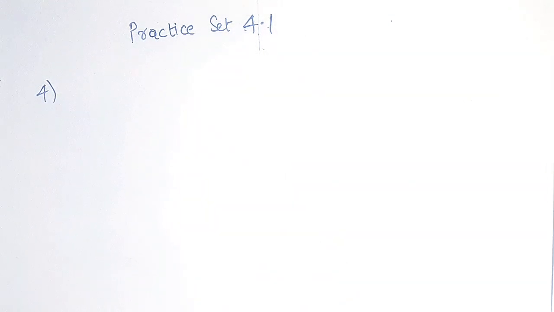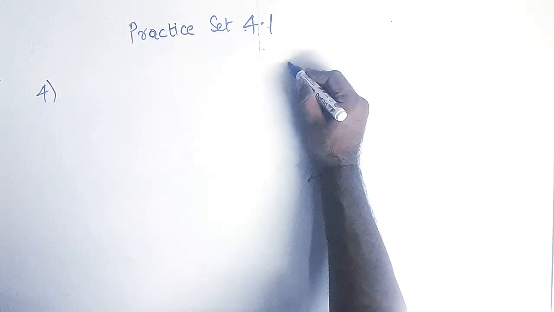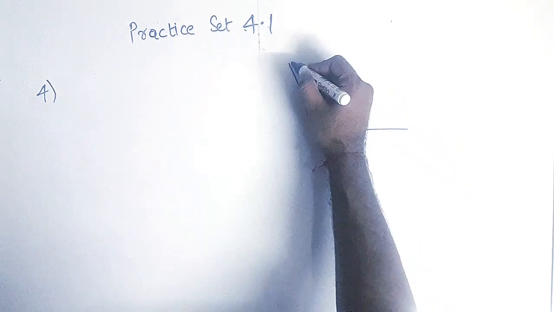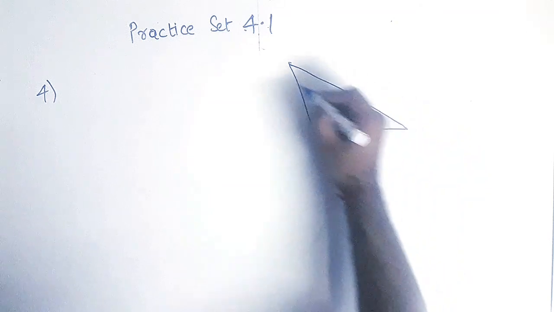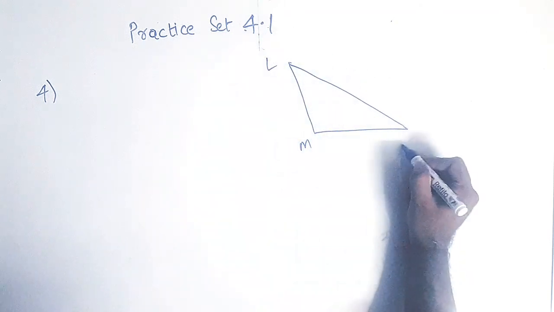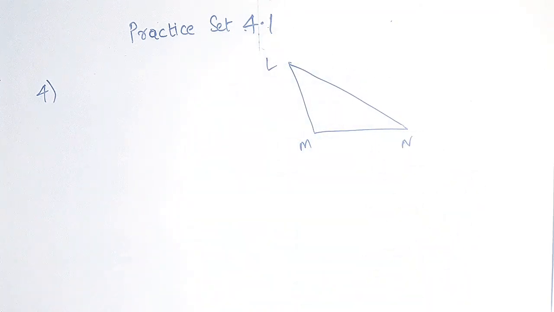The fourth one is: draw an obtuse angle triangle LMN. So we'll draw, this is an obtuse angle triangle LMN, and draw its altitudes and denote the orthocenter by O.